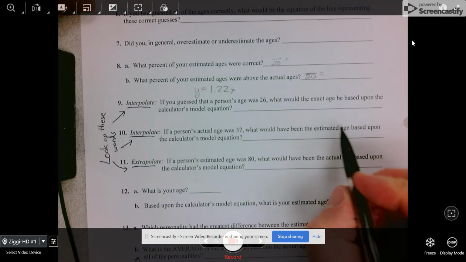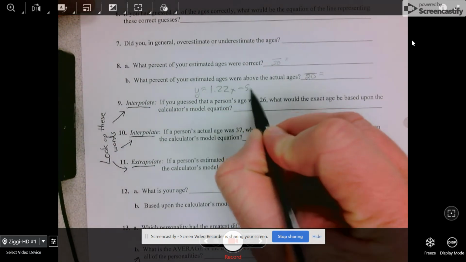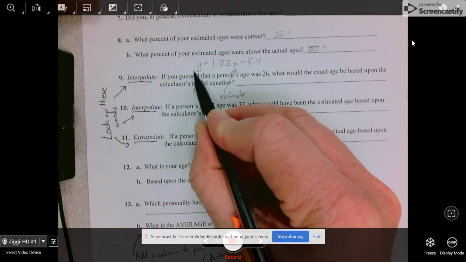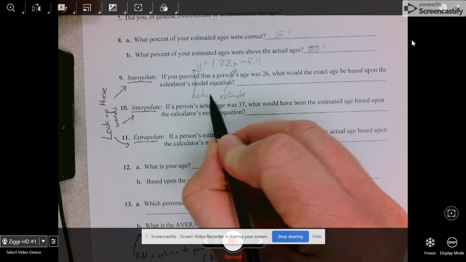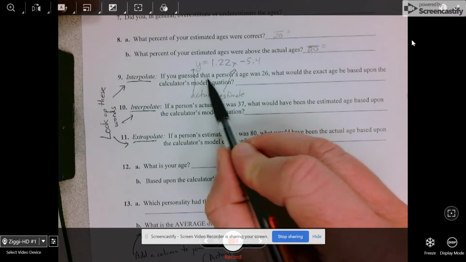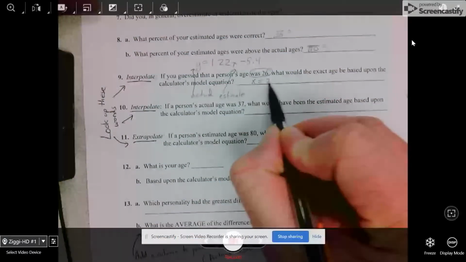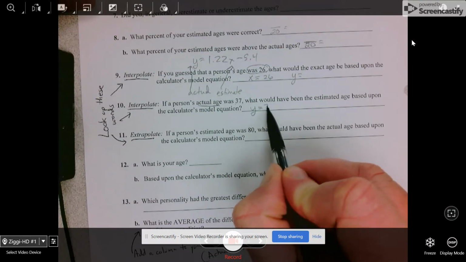X was, my X list was my estimate, and Y was the actual. So if you guess that a person's age, that's an estimate. So basically, this is a plug-in 26 for X, and what does Y equal? And that's the same for you. You won't get the same answer, but it's the same X. And then the second one is if a person's actual age was 37. So that's Y equals 37. Find X. And this one says estimated age. So that's X equals 80. Plug it in.